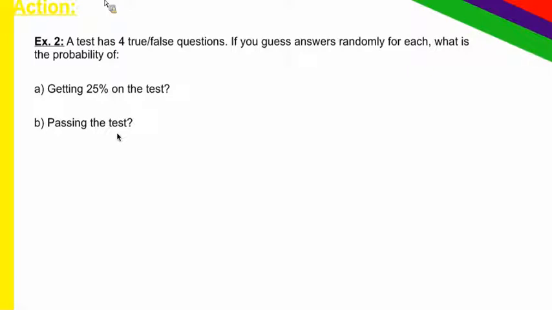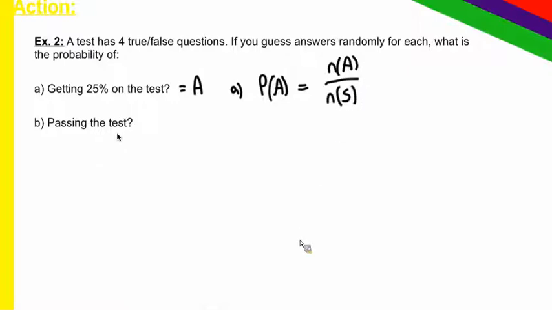So the first part is, what's the probability that we get 25% on the test? Well, that in itself is our event A, getting 25% on the test. Now if we want to figure out the probability of this event occurring, it's the number of ways it can occur divided by, once again, the number of items in the sample space. So think about the number of ways you could get 25% on the test, the number of outcomes that would result in a score of 25%, or 1 out of 4.